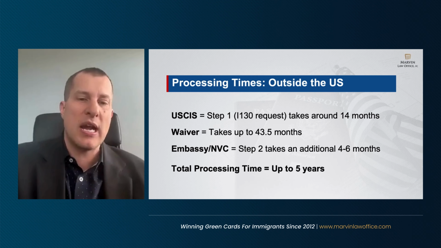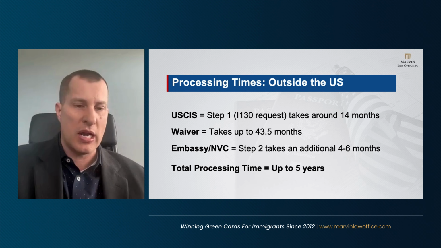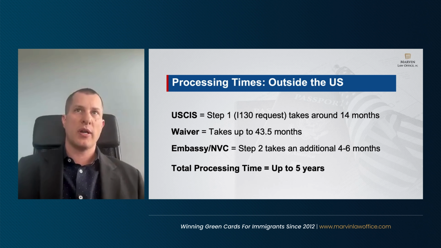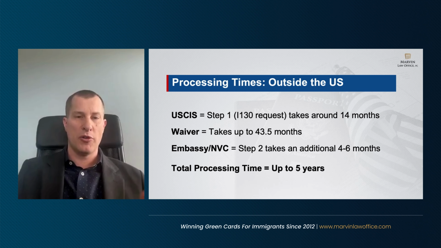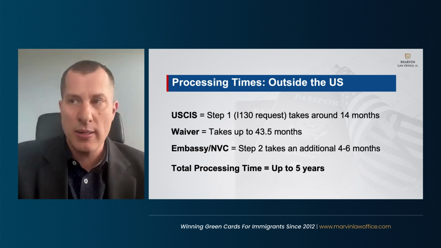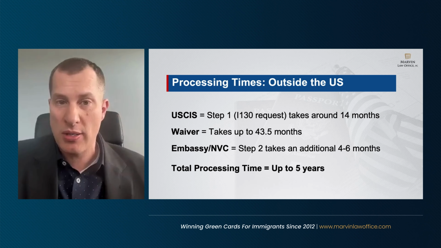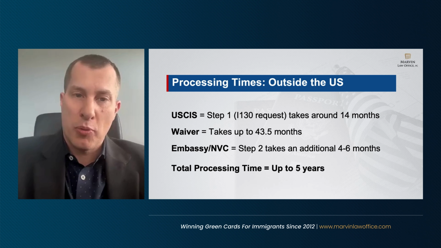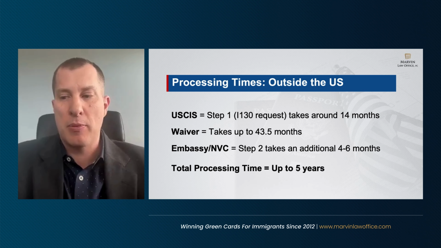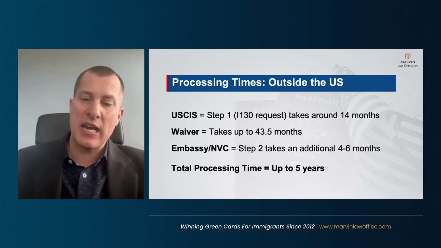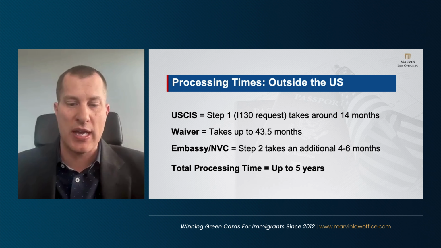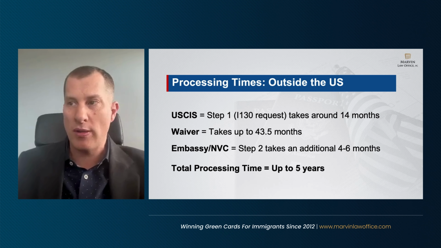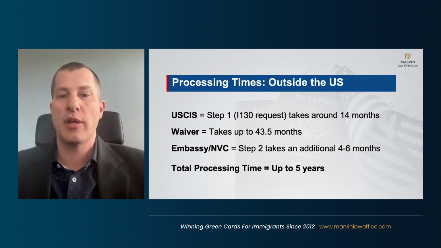So, processing times outside the United States, okay. This is where it gets a little bit more tricky because there are multiple players involved. I already mentioned USCIS. They start the process out. That's the I-130 process. You need an approval from USCIS to be able to move forward with the consular processing. That can take up to 14 months just to get that I-130 approved. Once that's approved, you move to the next step.